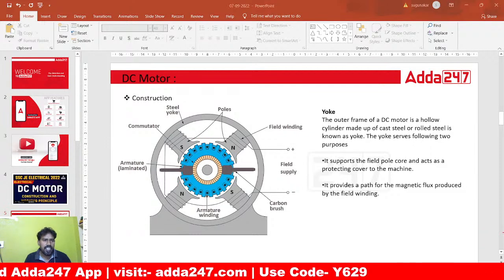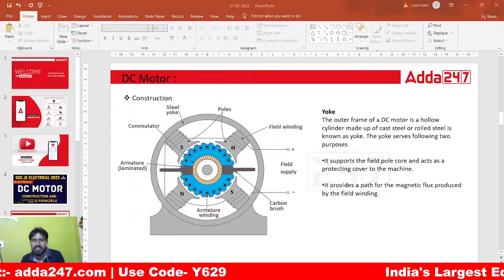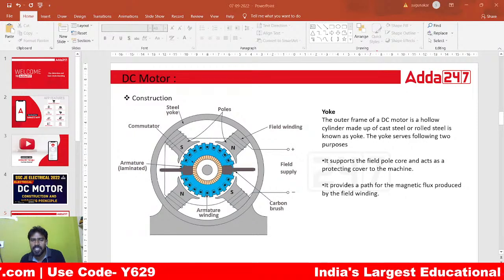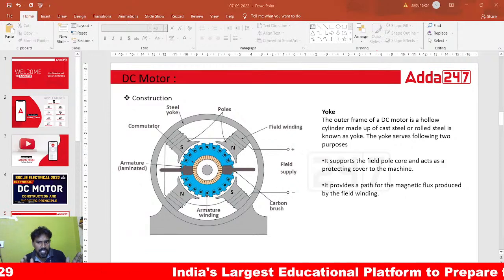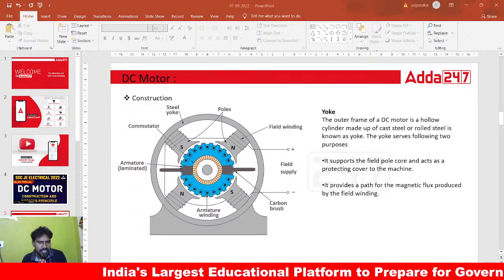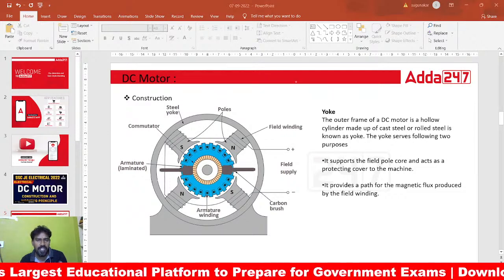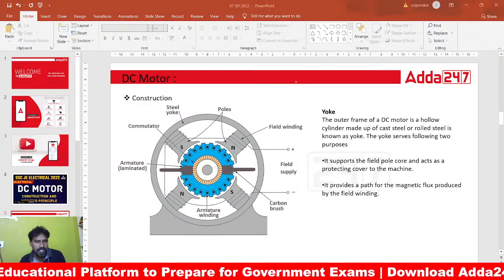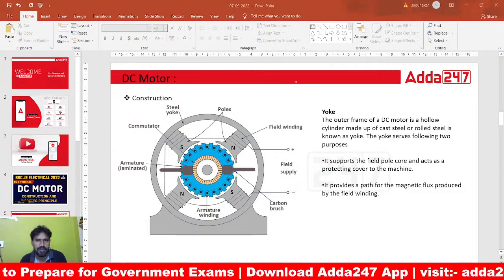See here, this is in the constructional details. Another one is the magnetic field system. While discussing the DC motor, you can remember two things. Already we discussed the yoke and what the constructional parts in the DC motor are.